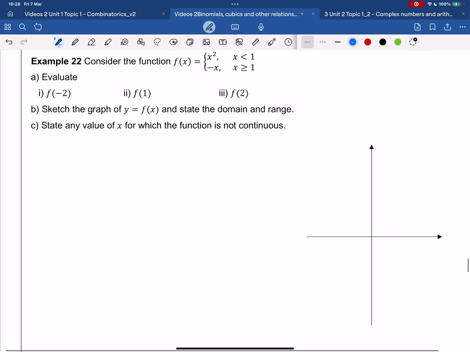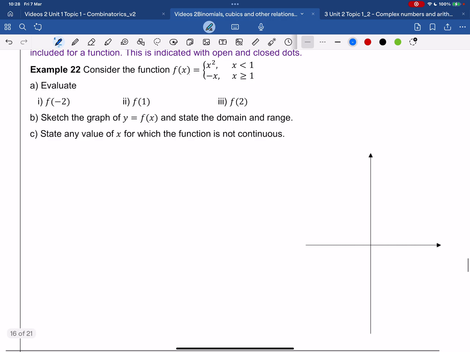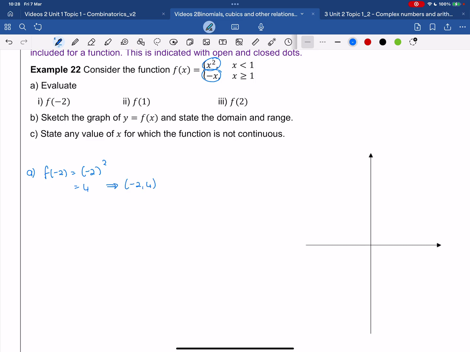Okay, so let's consider the function f of x equals x squared for x less than 1 and negative x for x greater than or equal to 1. So I've got a parabola and I've got a linear function. And they're saying evaluate f of negative 2. Well, negative 2 is less than 1, so I'm going to use x squared. So f of negative 2 is going to be negative 2 squared, and that's going to be 4. So I've got a point at negative 2 and 4.